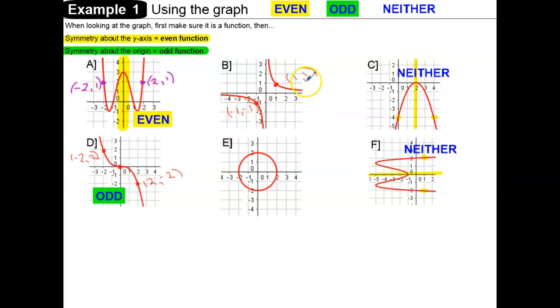So for that point x, y, we change both the x and the y, and we end up with a corresponding point. So that has rotational symmetry about the origin, and example B would be an odd function.